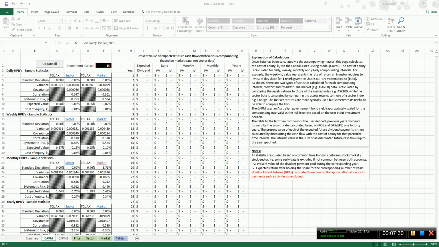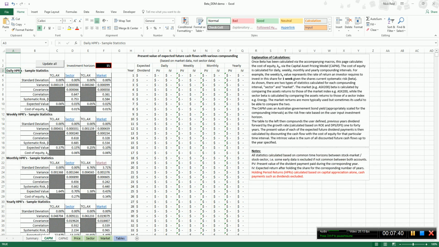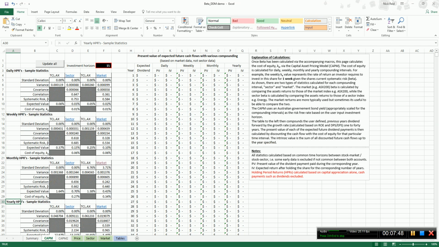Okay, so that took 5 minutes, a bit less, and now we've got sample statistics for all holding period returns that I've addressed here. So we've got daily, weekly, monthly, and yearly holding period returns. And we've got that for both the market, the ASX 200, and the sector, or the transportation industry.